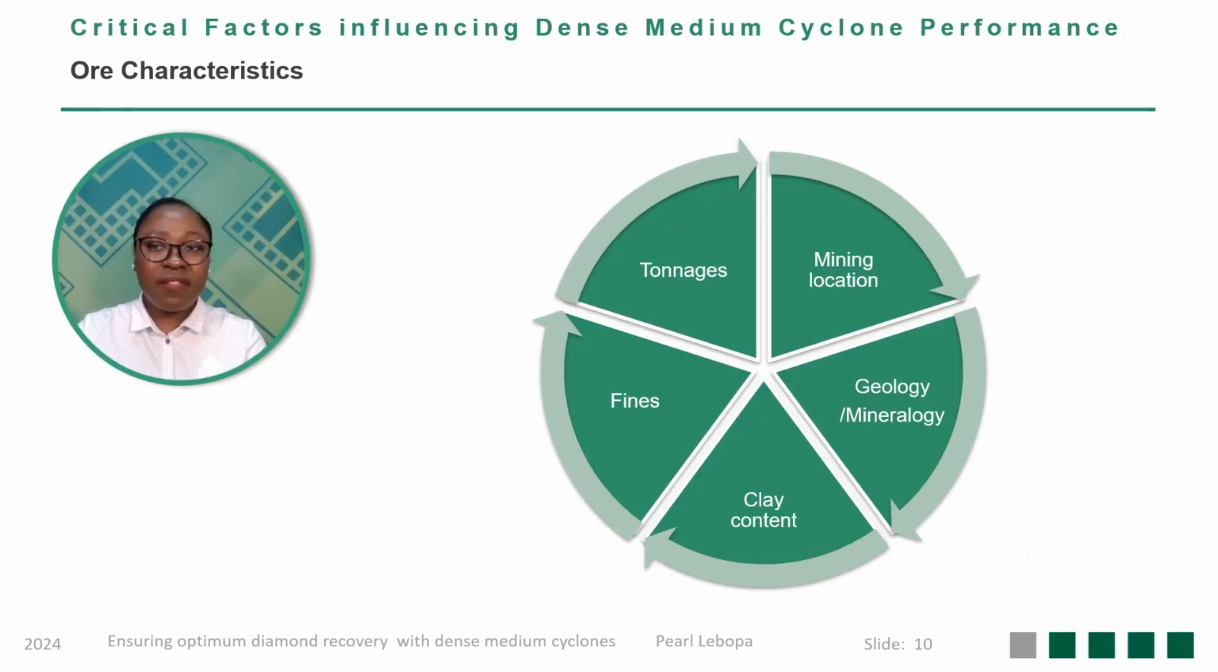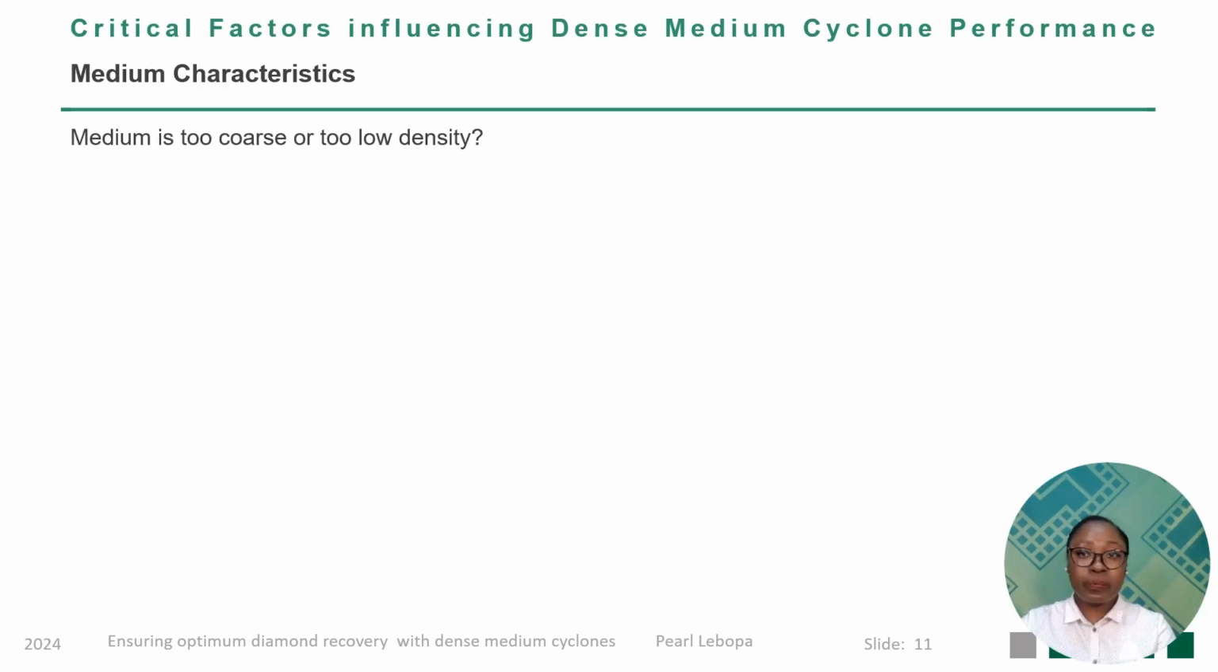Moving on to the second factor that influences optimum diamond recovery, we will look at the ore characteristics, which is the mining location, the geology and mineralogy, which my colleagues will discuss more on. And then we have the clay content, which has an impact on the viscosity. Then there's also an impact of fines on the ore characteristics, as well as the tonnages that are being processed in the DMS separation.